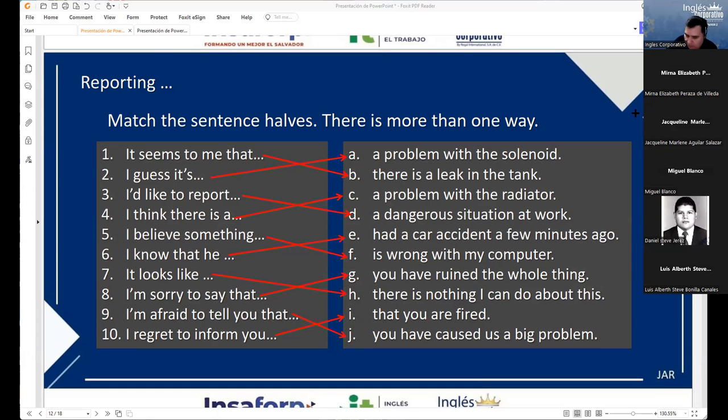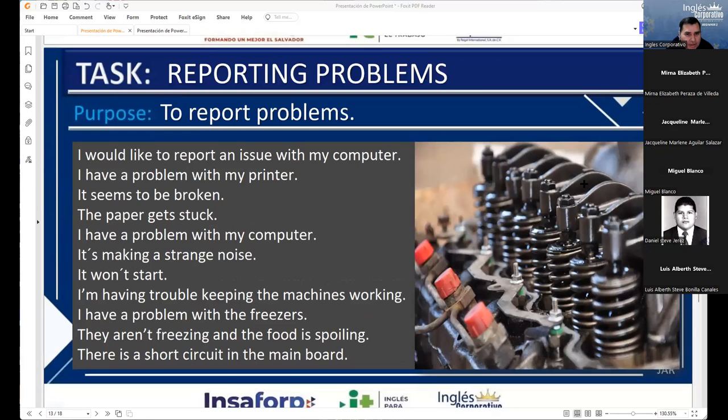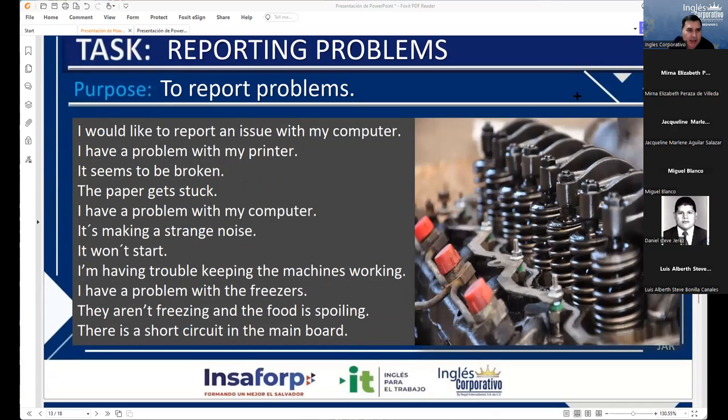Okay. Let's go to the next one. Reporting problems. Now I would like to report an issue with my computer. Issue is problem. I would like to report a problem with my computer. You report problems with your computer when you have guarantee, right? There is a guarantee for your computer.